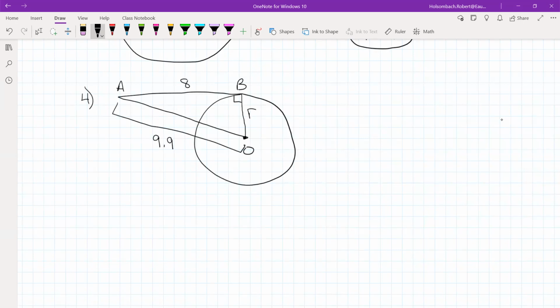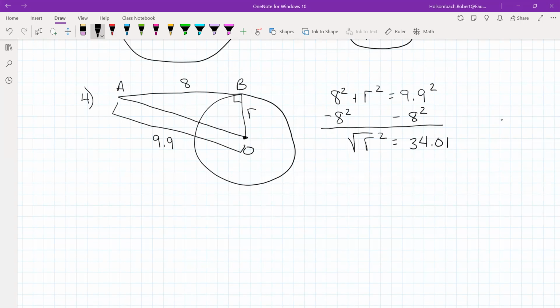And you're finding r. So 8 squared plus r squared equals 9.9 squared. I'm going to subtract 8 squared from each side. And r squared equals 34.01. And we're going to find the square root of both sides. So our radius is equal to 5.8.